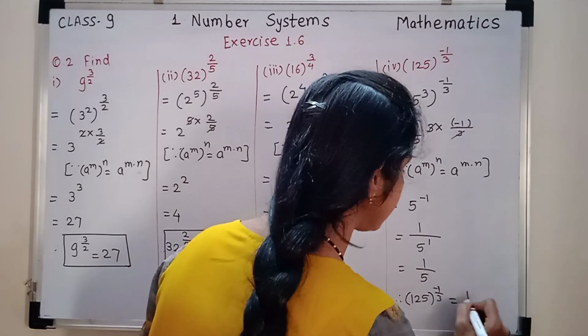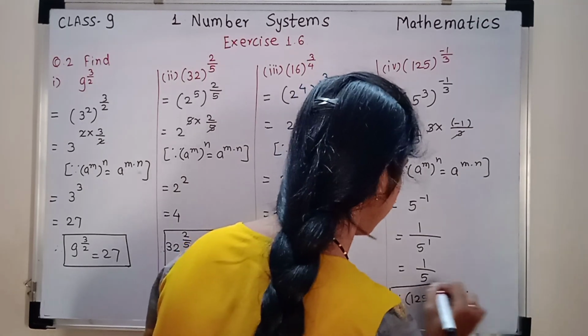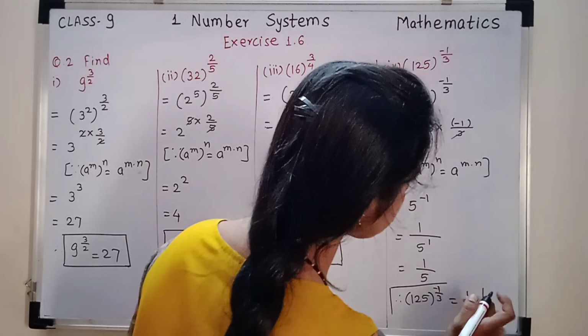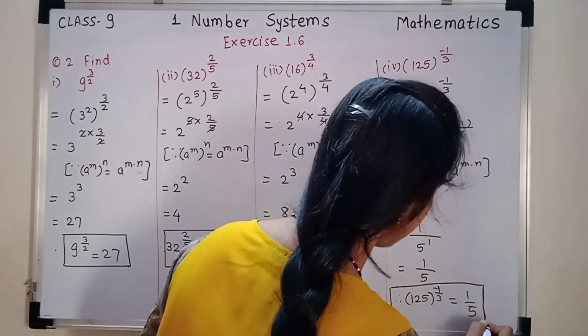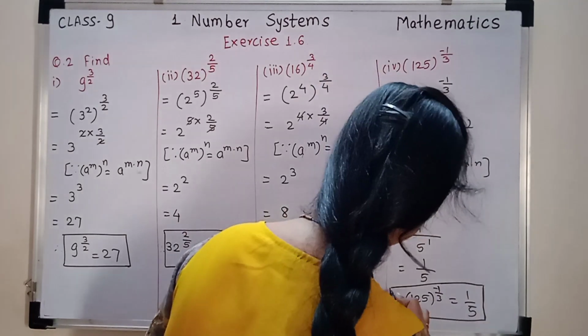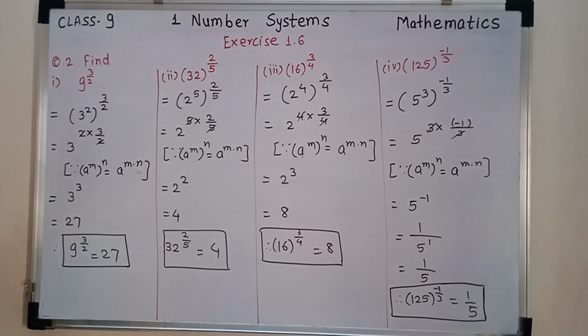125 raised to minus 1 by 3 is what? 1 by 5. And that is the answer. Whenever you get the answer, always highlight your answer. Understood with this? So now we will move to the next question.